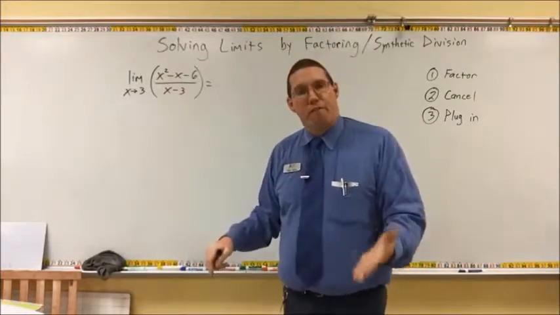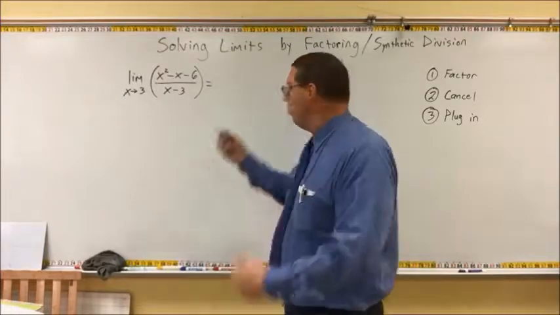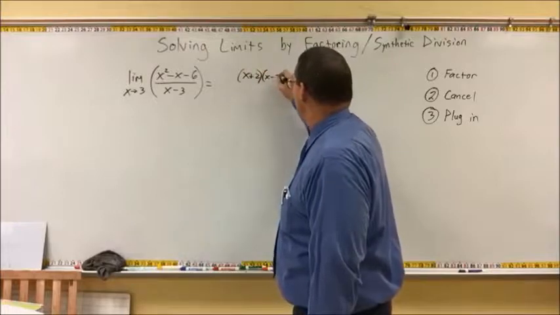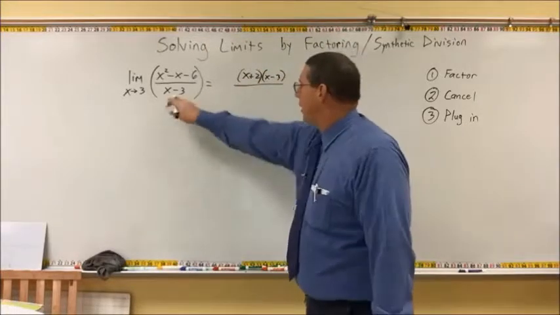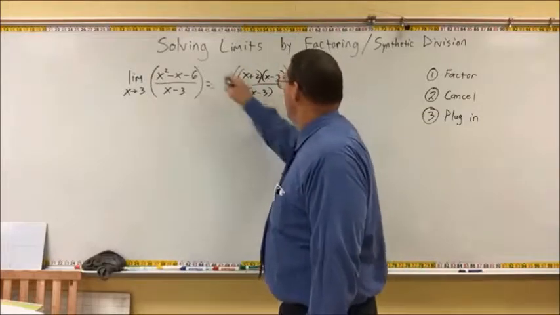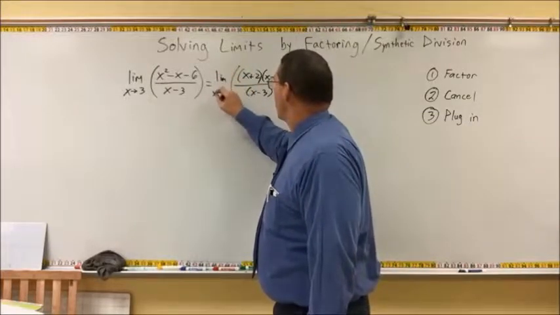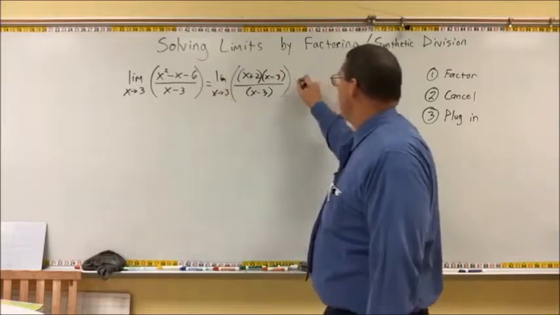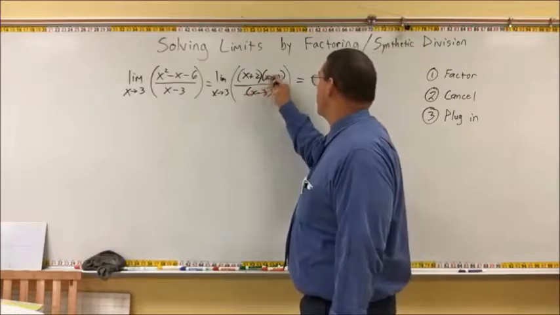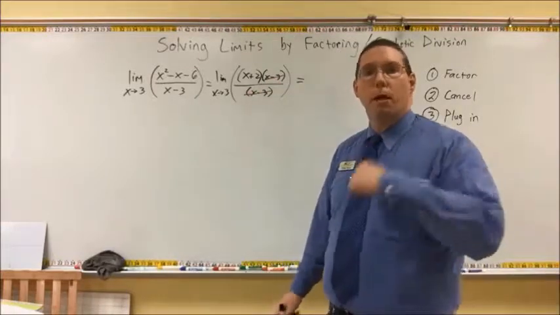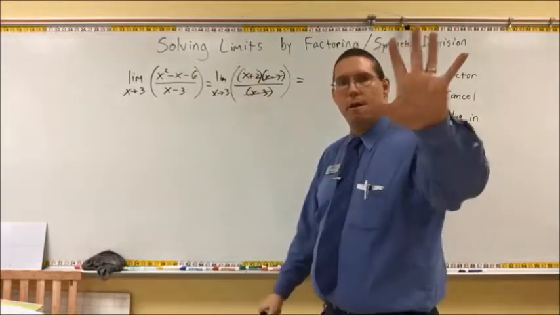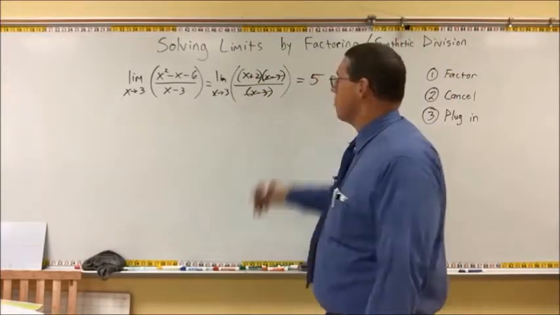So we know that our factors are x plus 2 and x minus 3. And the denominator is x minus 3. And this is still the limit as x approaches 3, right? So step 1, we factored. Now we're going to cancel the x minus 3's. Step 3, plug in. So we're going to plug the 3 in for the x. 3 plus 2 is 5. So our answer is 5.